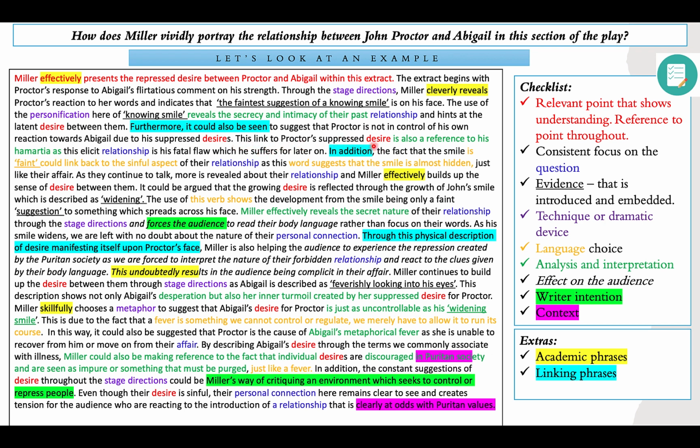So this link to Proctor's suppressed desire is also a reference to his hamartia, as this illicit relationship is his fatal flaw, which he suffers for later on. So we're also developing our interpretation of what we think this means.